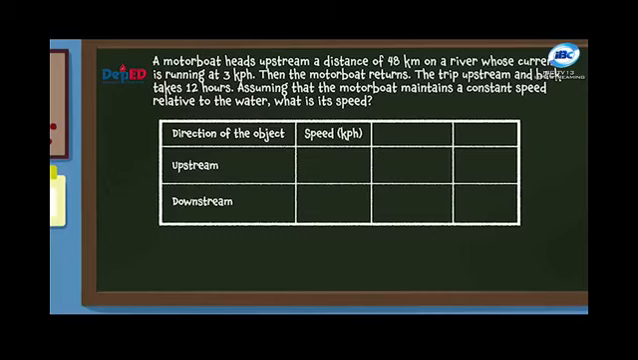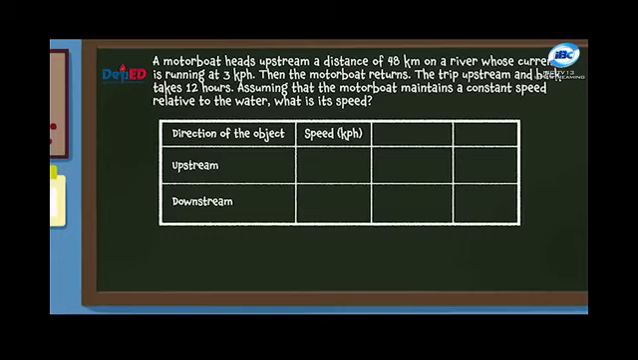The speed here is expressed in the unit kph or kilometer per hour. The speed of the current is 3 kilometers per hour. The speed of the motorboat in still water is unknown. Let's represent it using the variable x. And this is actually what we have to solve for, as implied by the sentence, assuming that the motorboat maintains a constant speed relative to the water. What is its speed? If the object moves upstream, it means it goes against the current, and hence, its speed when traveling upstream is equal to its speed in still water reduced by the speed of the current.